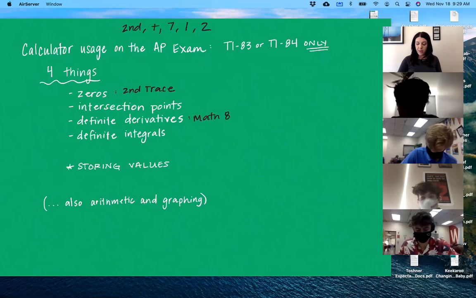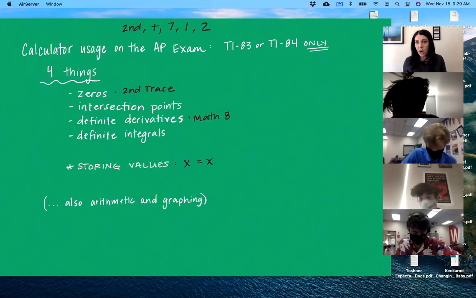We talked about storing values. My little code there is going to be x equals x. And we're going to do another storing values. I know that one's really, really long, so it's really hard to remember all the steps there. So we're going to do another one here.